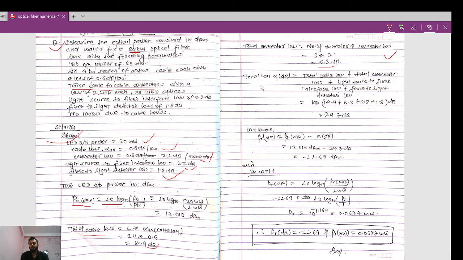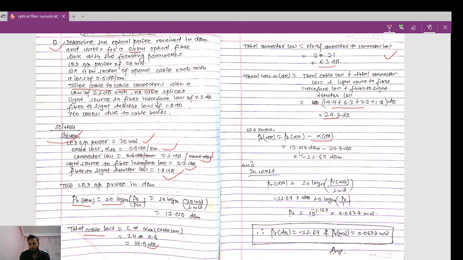The total loss is the sum of the total cable loss plus total connector loss plus light source to fiber loss plus fiber to light detector loss. On addition of all these we get 24.7 dB, and we know PR dB equals P total dB minus alpha dB. This is also one of the important formulas. Here P total dB is 13.010 dBm, and alpha dB, the total loss, we have obtained right now as 24.7 dB.